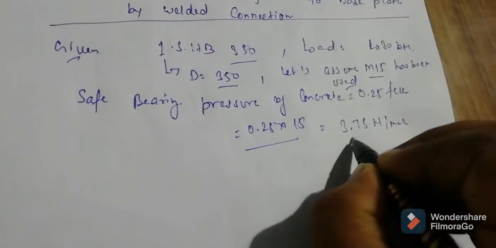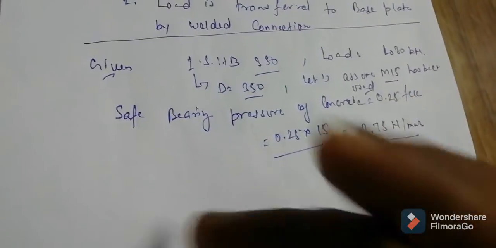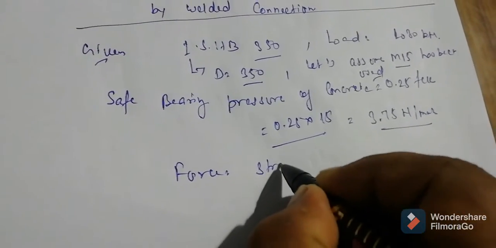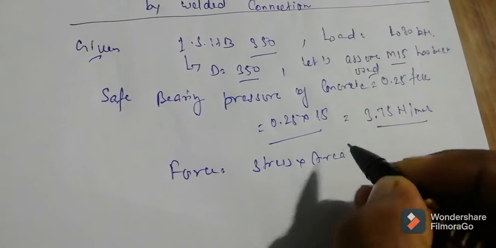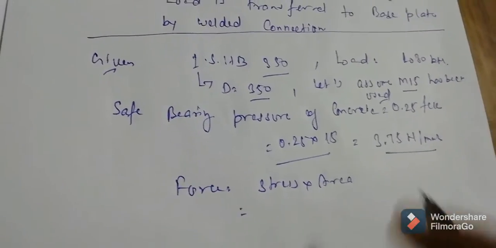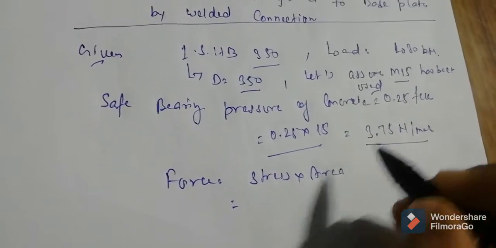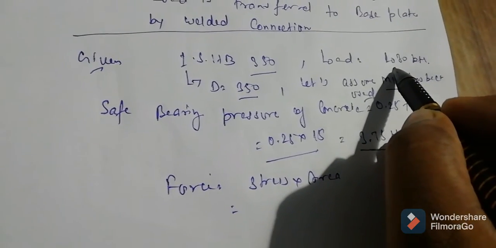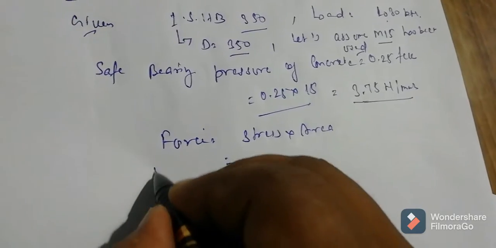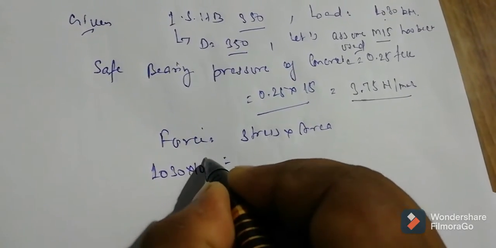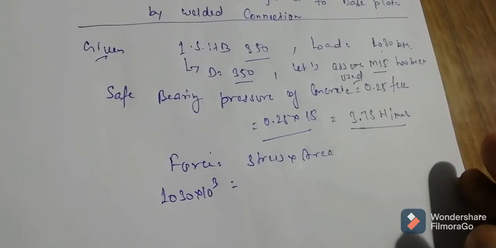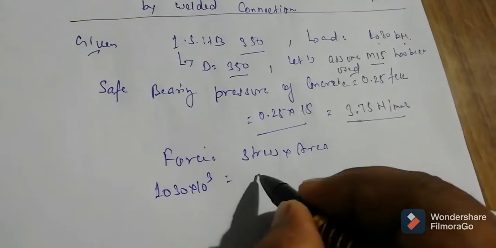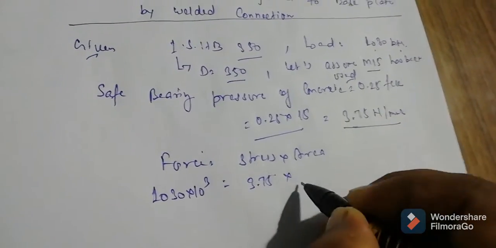Newton per mm square. Now we are going to find the area. You can write force equal to stress multiplied by area. The stress we assumed is 3.75, and the force is 1030 kilonewton, so 1030 into 10 power 3. Let's convert all units into a single unit. This is in kilonewton, so now we are going to calculate in Newton. So stress is 3.75 Newton per square mm into area.